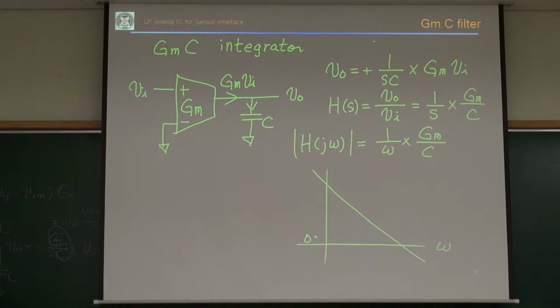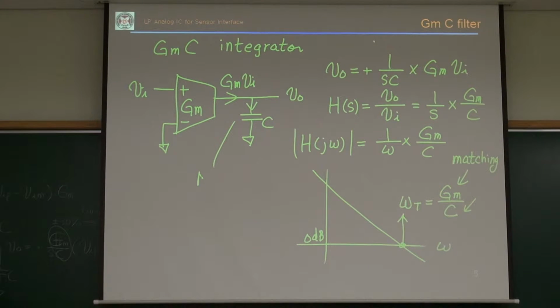So this is 0 dB, and this 0 dB frequency is only GM over C, right? We want to control this unity gain frequency. Then I need a matching between GM and the C, right? If they match, I can control it very easily.